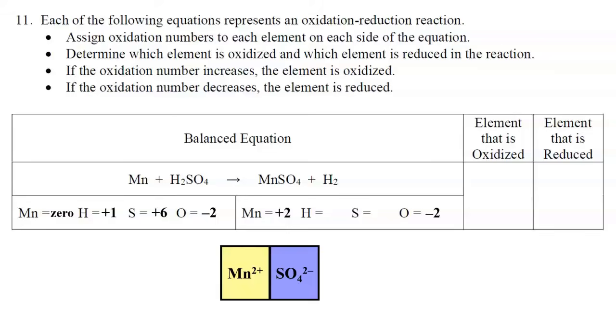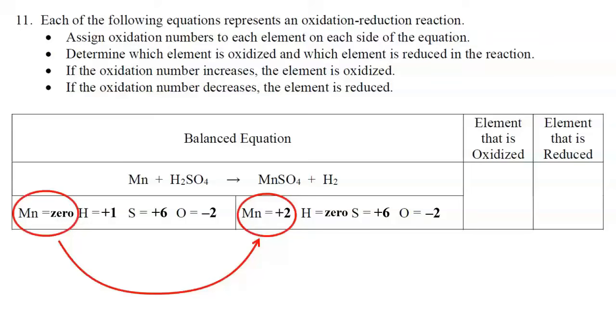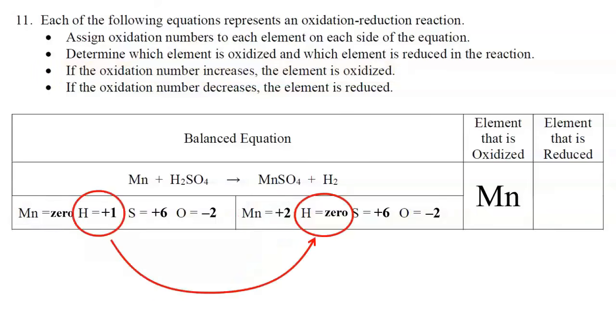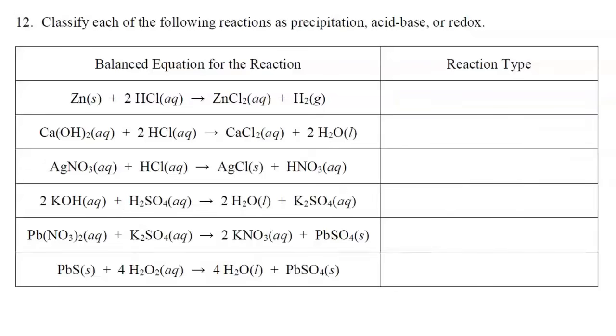Hydrogen is in elemental form, so it's going to be 0. And within the sulfate ion, oxygen is -2, sulfur is +6. All right, let's take a look and see what's changing. Manganese is changing from 0 to +2, so it's being oxidized from 0 to +2. And hydrogen is being reduced from +1 to 0. All right, let's move on to question 12.